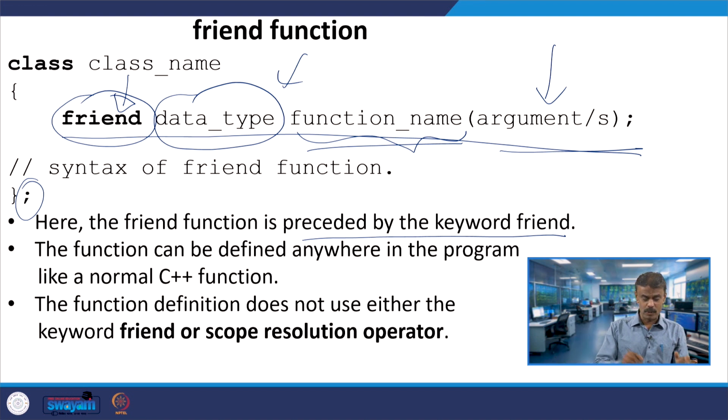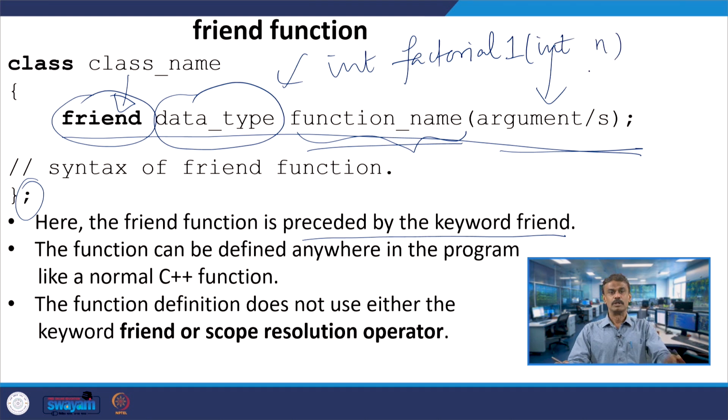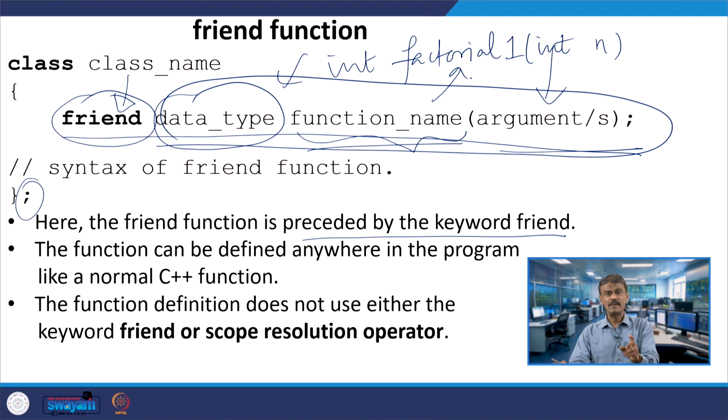For example, here you have friend int factorial1(int n). Assume that instead of this I am writing this. This function I can write anywhere. I am not going to use any friend keyword or any scope resolution operator. Like a normal function, I am going to define it outside the class. Anyway, we will see an example of how this friend function works.